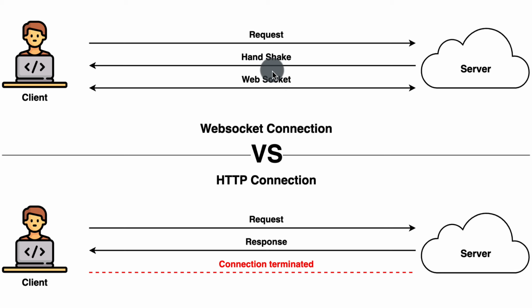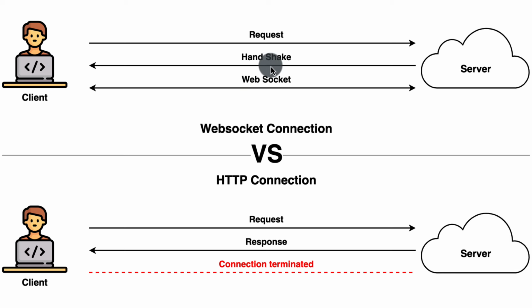Now let me explain how this works. Let's start with HTTP. With HTTP, we send a request to our server. The server will analyze it and perform the operation, and then it will send back a response. After that, the connection is terminated unless we perform a new request. On the other hand, with WebSockets, first we initiate a request and then we have a handshake communication, which I will explain in just a few moments, and then we will have a WebSocket communication open between the client and the server. This means that the server can send information to the client and vice versa.